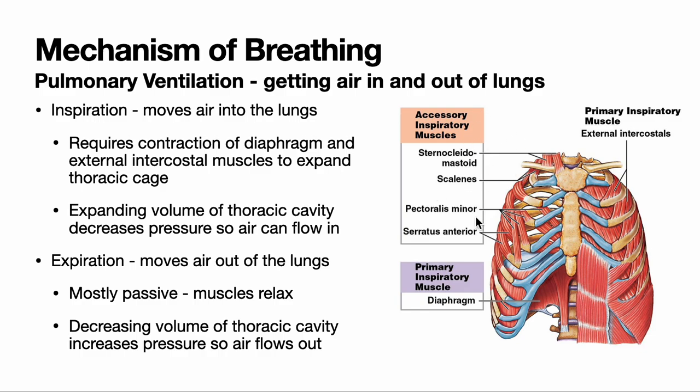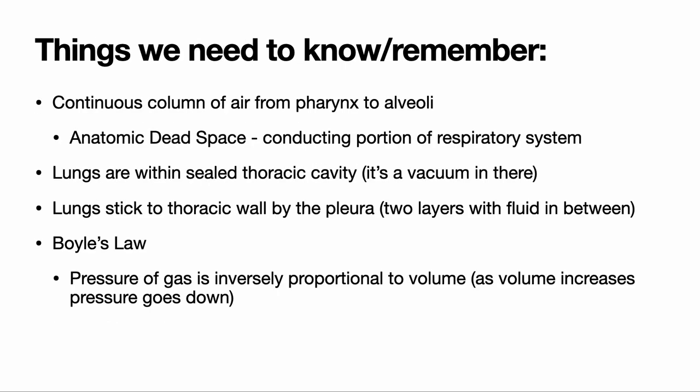So these are sort of synergists for the primaries. So things like the sternocleidomastoid can lift up on the clavicle and the manubrium of the sternum. The scalenes can lift up on those top ribs, and pectoralis minor and serratus anterior can also lift on the rib cage. So they're going to act as synergists to help expand the thoracic cavity as needed.